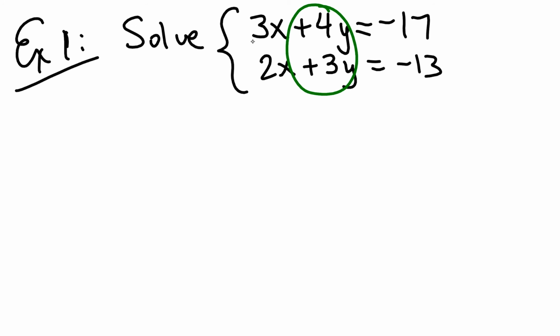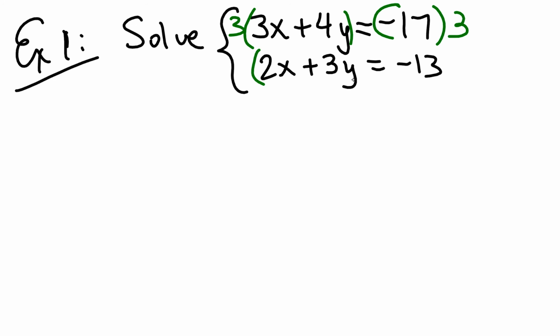So we think about a number that both 4 and 3 go into. We think 12. So we're going to try to make this 12, and we're going to try to make this negative 12, so that when we add straight down, those drop out. How do we make this 12? Well, we multiply by 3. Can't do that on one side without doing it on the other. How do we make this negative 12? Well, we multiply by negative 4. Can't do that on one side without doing it on the other.